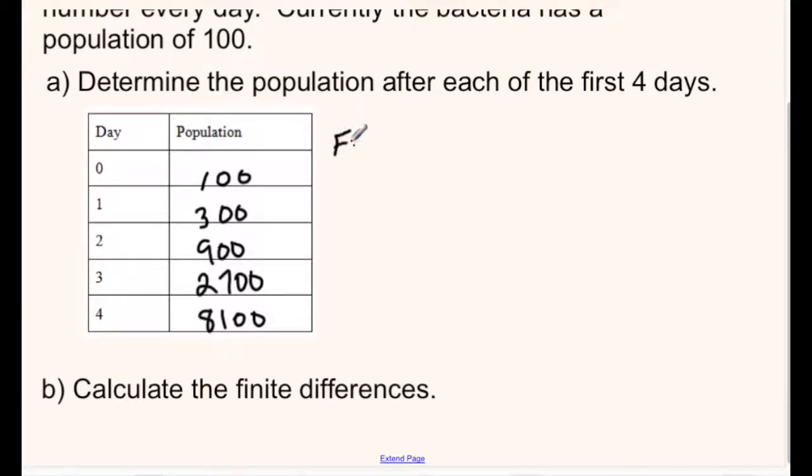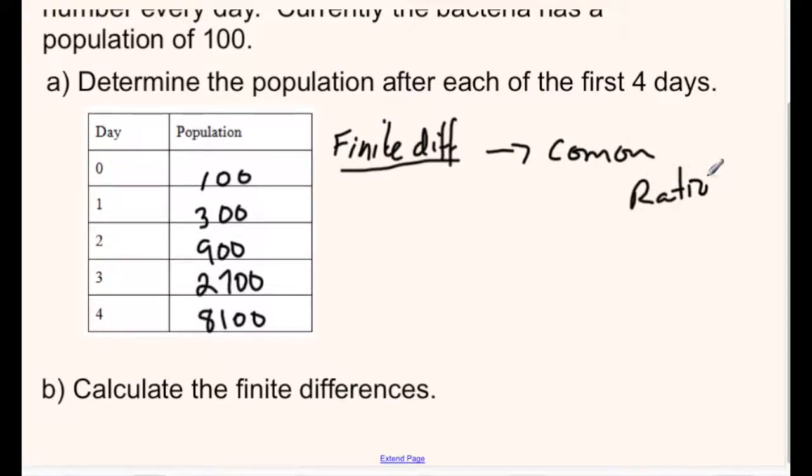But with finite differences, instead of a common difference, it's a common ratio. So what we're talking about is, instead of taking 300 and subtracting 100, we're taking 300 and we're dividing it by the one before it, 100. And we should get a common ratio all the way down.